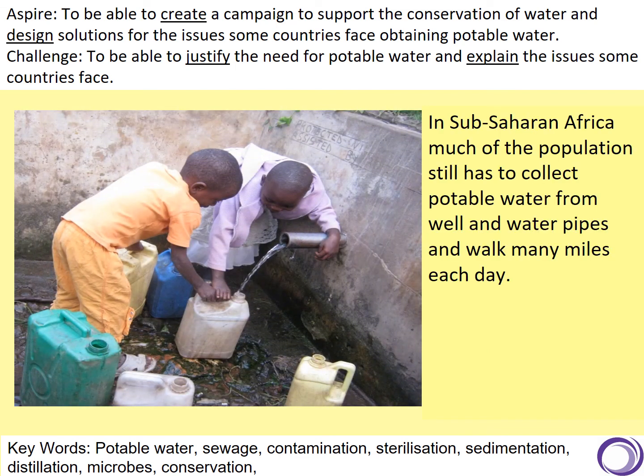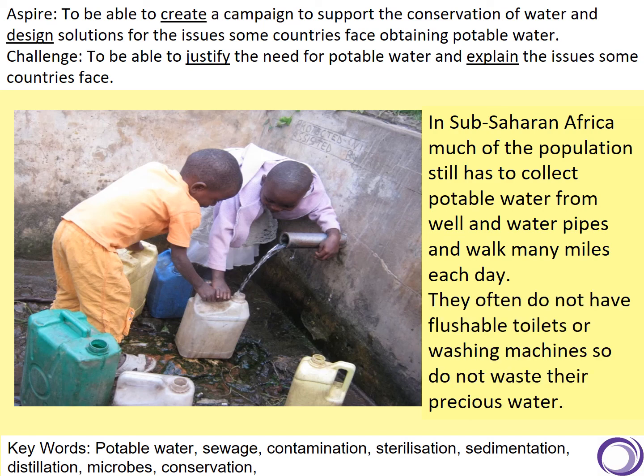If we look in Africa, most of the population still has to collect that potable water from wells and from water pipes, sometimes walking many miles every day in order to do that. So they are far less inclined to waste any water that is available to them. They often also don't have flushable toilets or washing machines, so they don't tend to waste their precious water in the same way as we do.